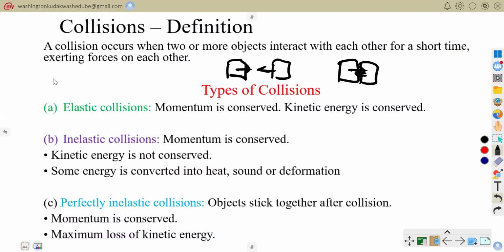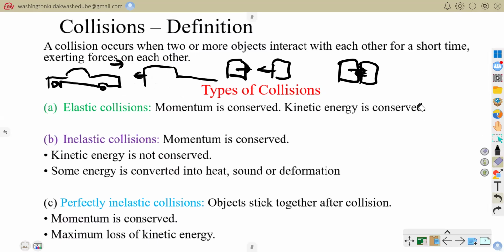Let's take, for example, a car being driven towards the right, and then it collides with a truck that is going towards the left. This car and this truck will interact for a short period of time, and they are going to exert forces on each other. That is what we refer to as a collision. I'm sure you have heard people refer to some accidents as a head-on collision. That is what they actually mean.